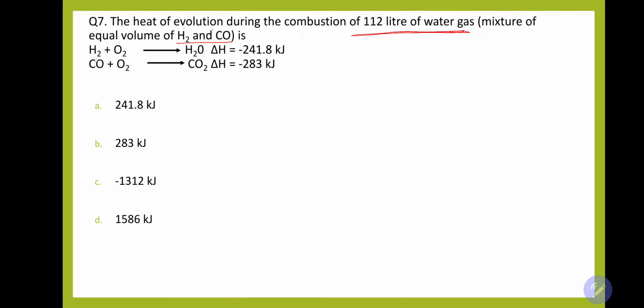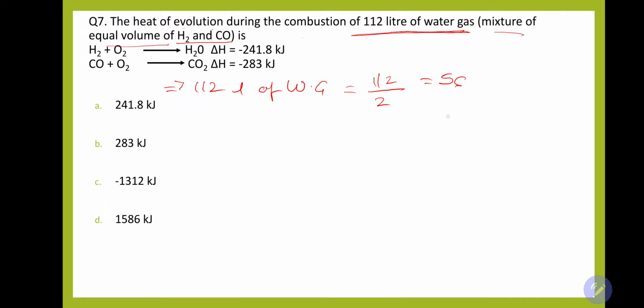Two reactions are given to us: H2 plus O2 gives H2O, and CO plus O2 gives CO2. Now keep in mind that for 112 liters of water gas, I'll write water gas as Wg, what is the amount of carbon monoxide? As you can see, it is already given. The mixture is of equal volume, so that is 112 divided by 2. What is 112 divided by 2? It is 56.